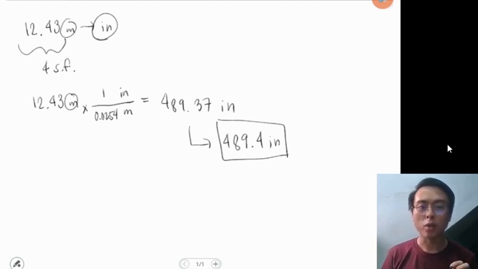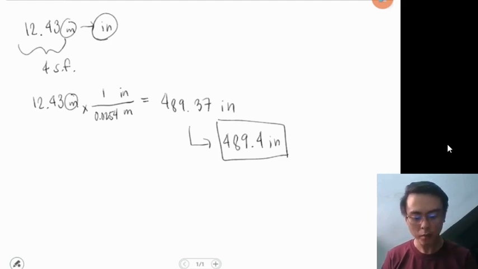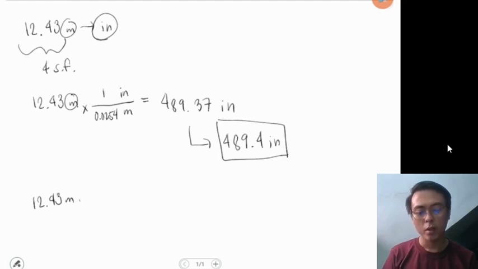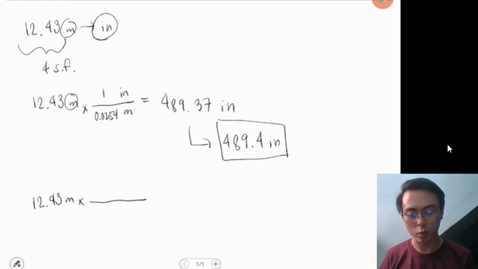Now, if you do not know the direct conversion of 1 inch is 0.0254 meters, then you can try the incremental method or the step-by-step method. Okay, it's longer, but it's simpler because you don't need to memorize a lot of conversion factors. Let's start again. 12.43 meters. We want to convert it to inches. So for the first conversion, you might want to go with meters to centimeters, because it's easier to remember that 1 meter is equal to 100 centimeters. So that's what we are going to do.